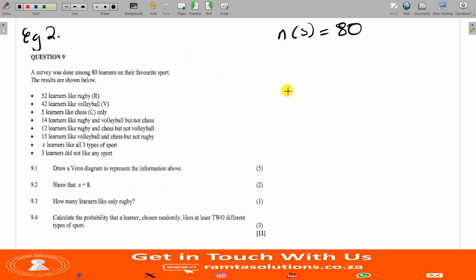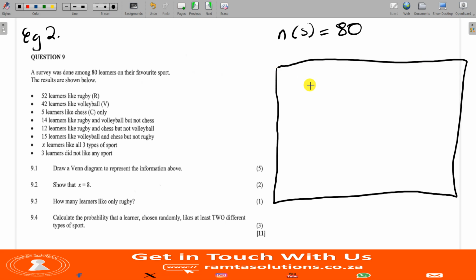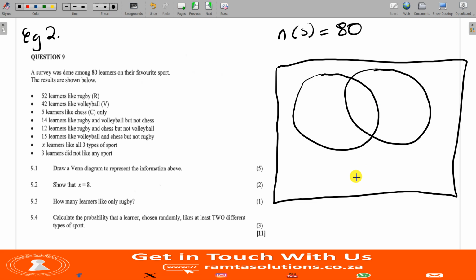So what we can do is I'm going to draw this. And in order for us to really complete this, we will need to do some things. So let's see. I'm going to say we have event 1, event 2, and event 3. So let's say it's rugby, volleyball, and chess. All right, so this is your sample space.